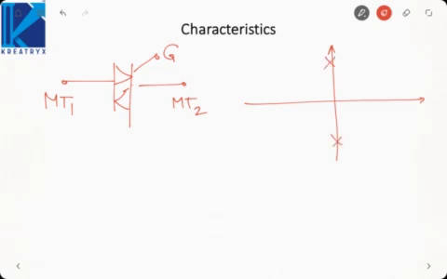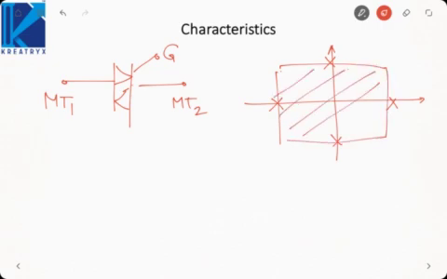So it is a bidirectional as well as bipolar switch. Okay, and its SOA will be all the 4 quadrants, and it is a fully controlled type of switch. That is your triac.